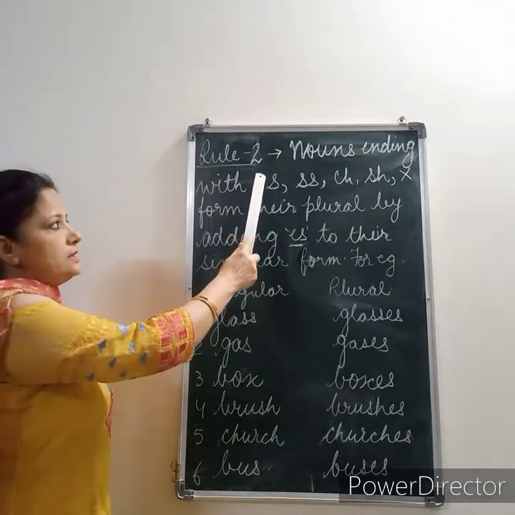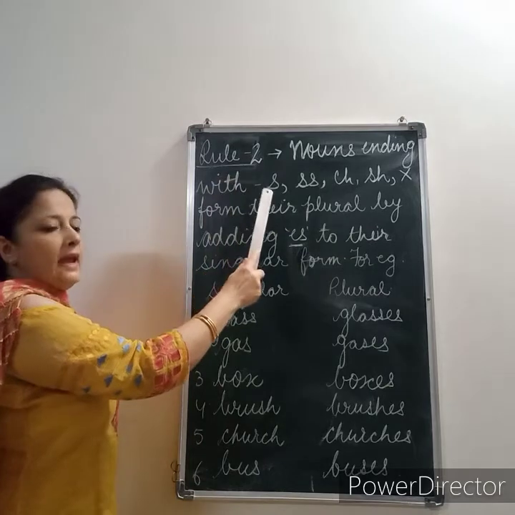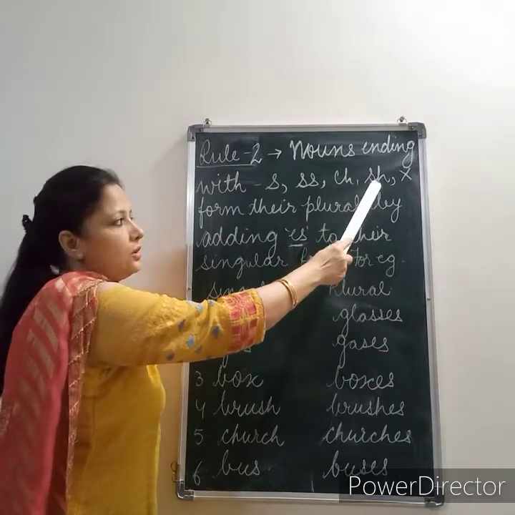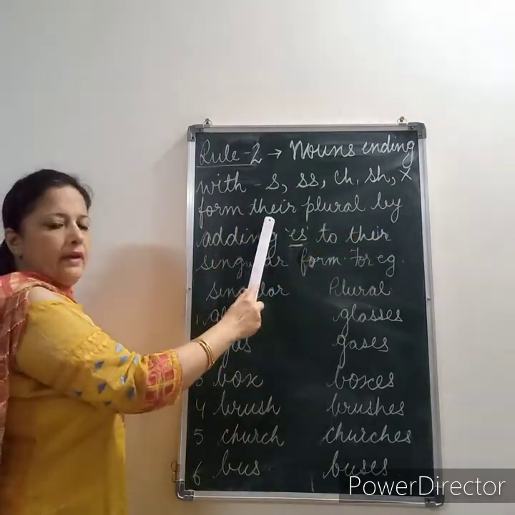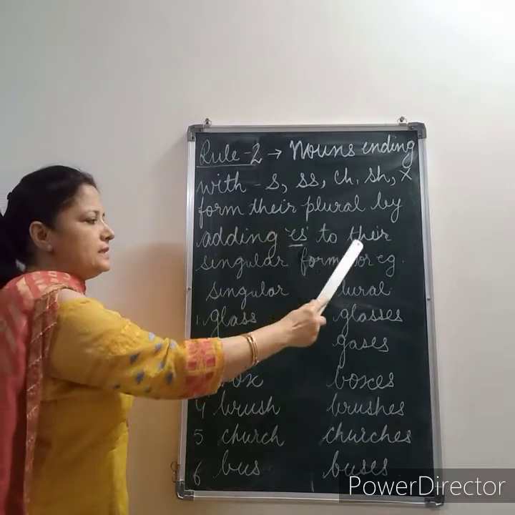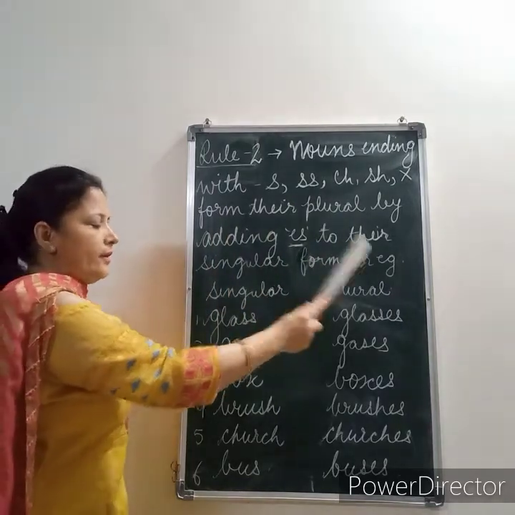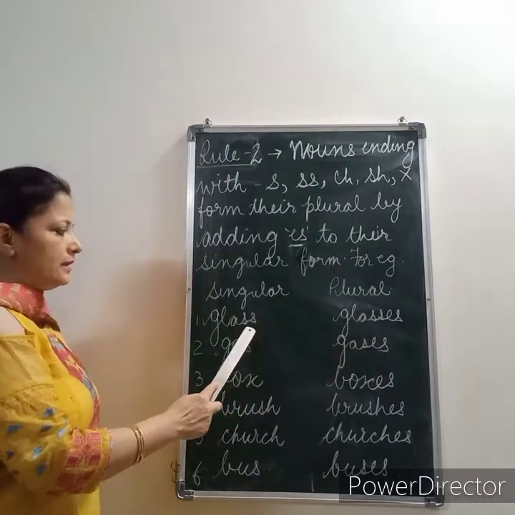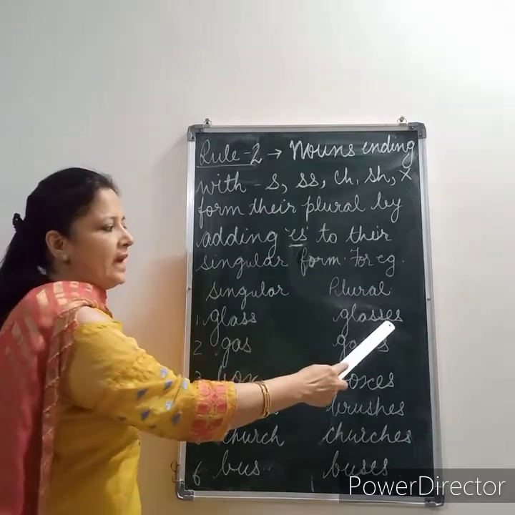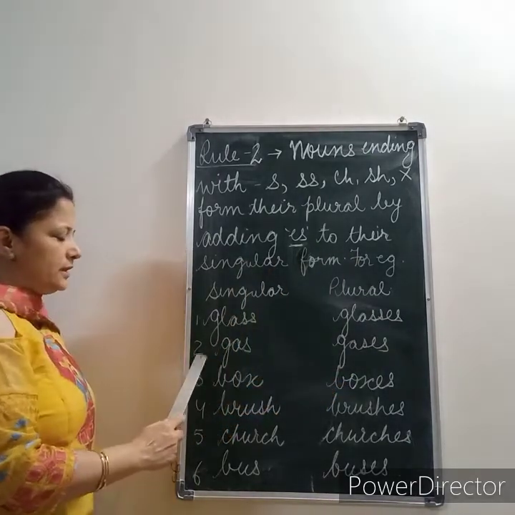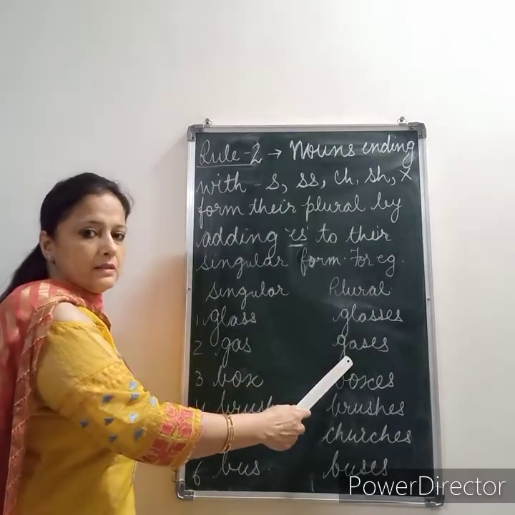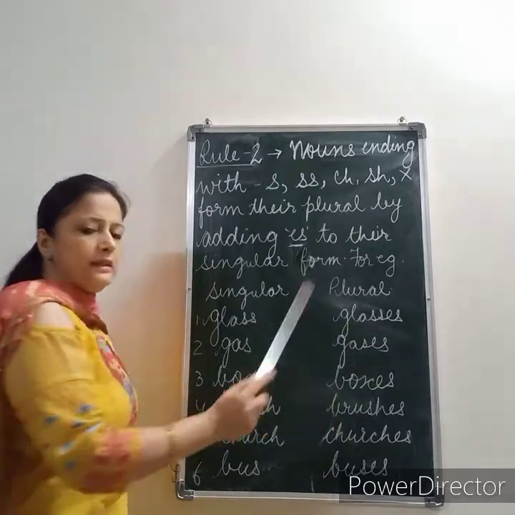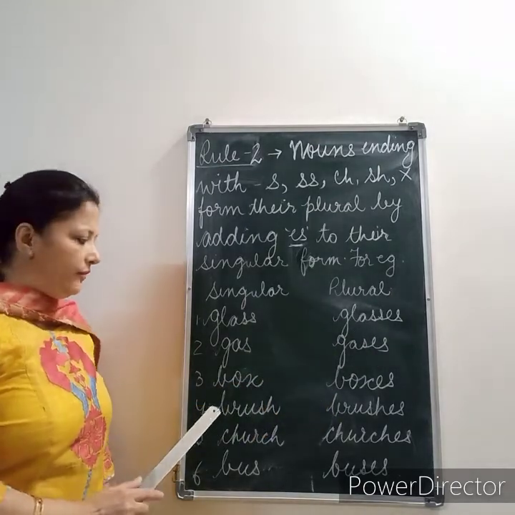Rule number 2 is: the nouns ending with s, double s, ch, sh or x form their plural by adding es to their singular form. For example, glass, glasses. Here we can see that the word is ending with double s. So we have added es to it. The next word is gas. It is gases. Here also the word is ending with a single s, and we have added es to it to make it a plural form.